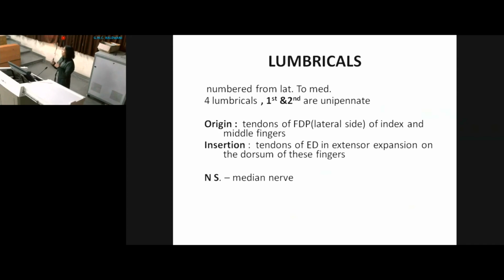It is formed by the extensor digitorum tendons. So these muscles insert into the dorsal digital expansions, or extensor expansions. Now the supply: because these muscles are on the lateral side, arising from the index and middle finger tendons, they are supplied by the median nerve. The action is extension of the interphalangeal joints, because they insert into the dorsal digital expansions. They arise from the palmar aspect and insert into the dorsal aspect, so when these muscles contract, they help in extension of the interphalangeal joints.